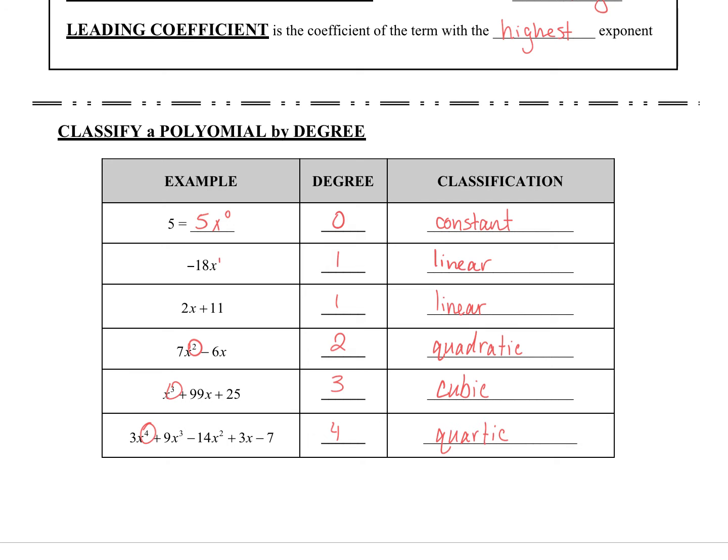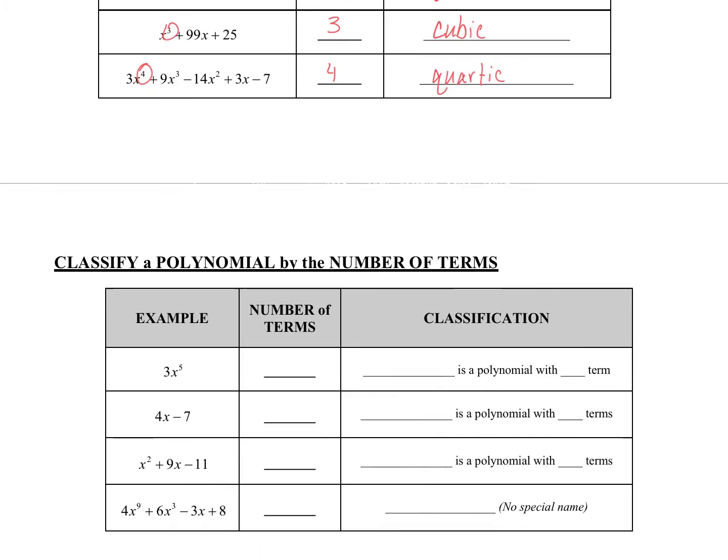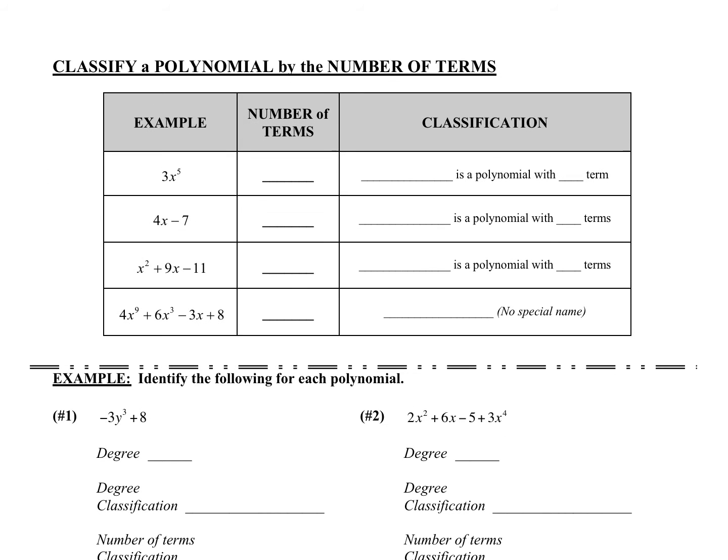So this is what it means to classify a polynomial by degree, but we can also classify polynomials by the number of terms that they have, all right? So in this first example, we have 3x to the 5th power, and we have one term here, okay? So number of terms is 1. So because we only have one term, we classify it as a monomial. Monomial. All right, and a monomial is a polynomial with one term, okay? Mono means one.